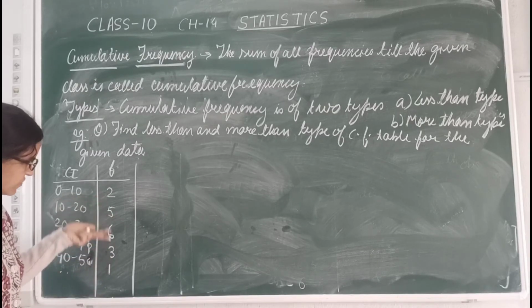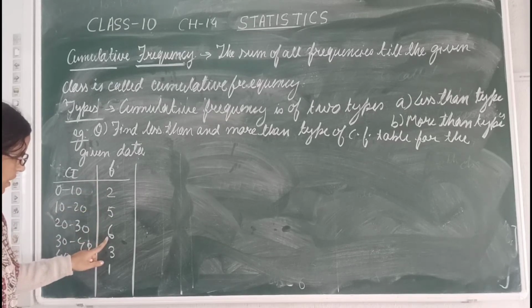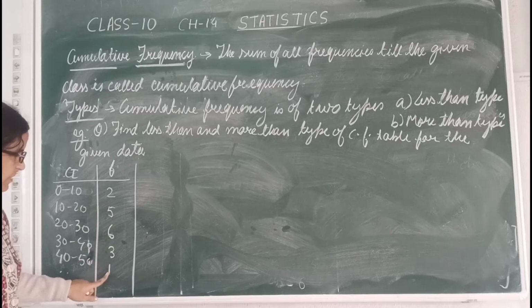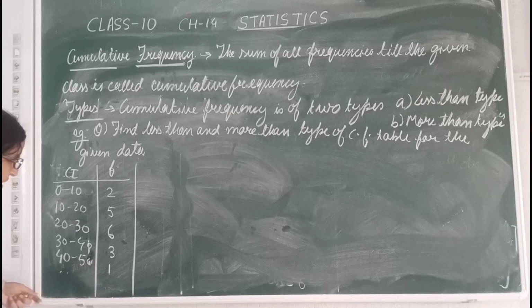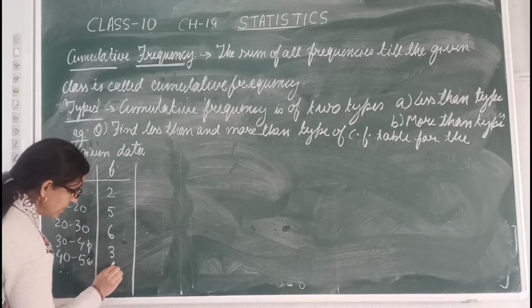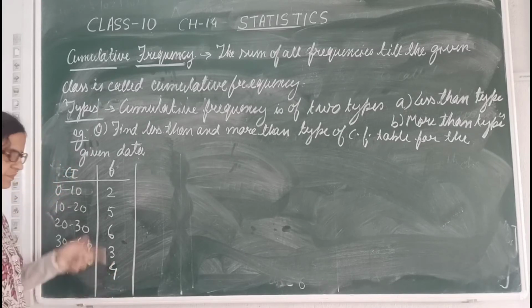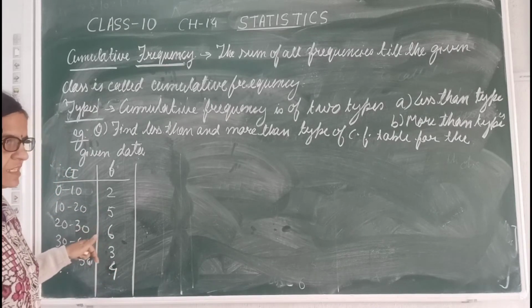Randomly I have given. Let us first count the sum of all the frequencies, that is 7 and 6 is 13, 14, 15, 16, 17. Let us make it 4 so that it will sound good. The sum of all the frequencies over here is 20. So let us move on.